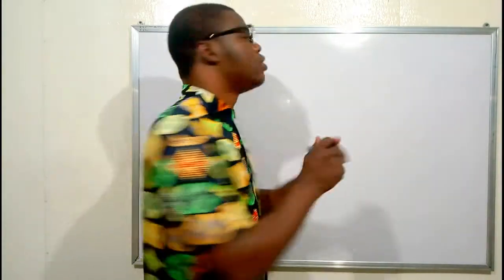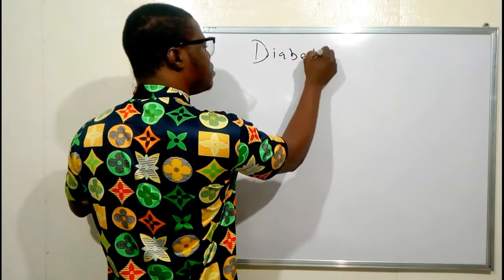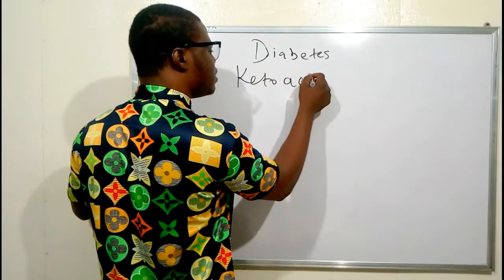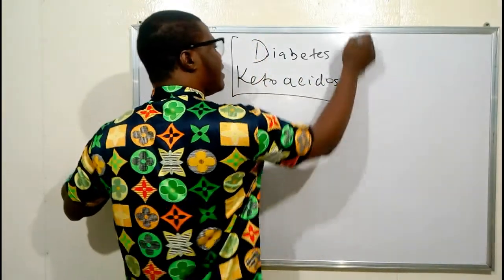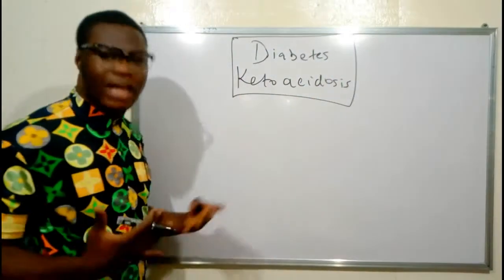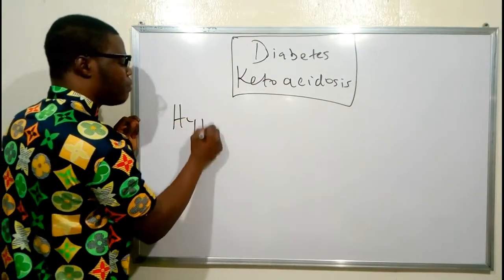Welcome back. So let's start with diabetic ketoacidosis. Now, in diabetic ketoacidosis, what happens? We said it's a complication of diabetes. And in diabetes, we have what? Hyperglycemia.